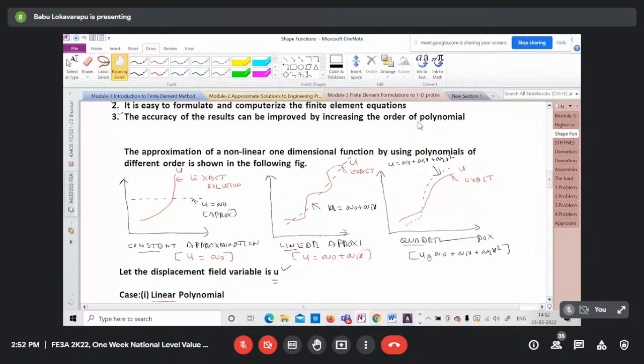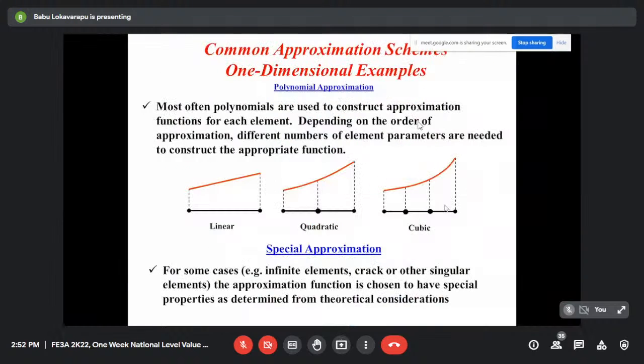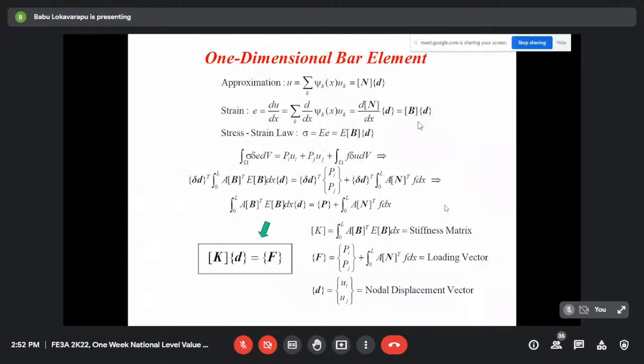If I go to the next order, the red indicates exact and this black indicates quadratic. If I go to cubic, it will come very close to the exact. That is how we are moving from one to very close to the exact. So that is how the shape function follows your exact when you increase the order.